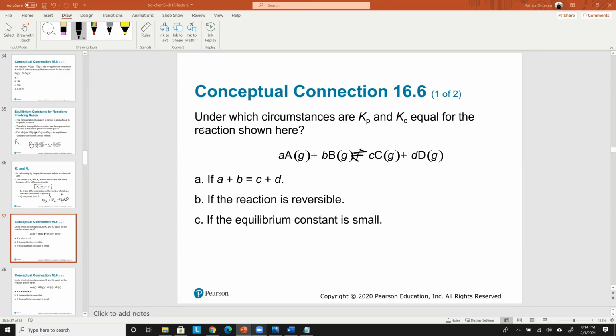So A is the correct answer. The reason why is because there's no change in moles with A. If you have A plus B equals C plus D, that means the moles in the product and the reactant are the same. So delta N is 0, and then you have Kp equals Kc. So good job.